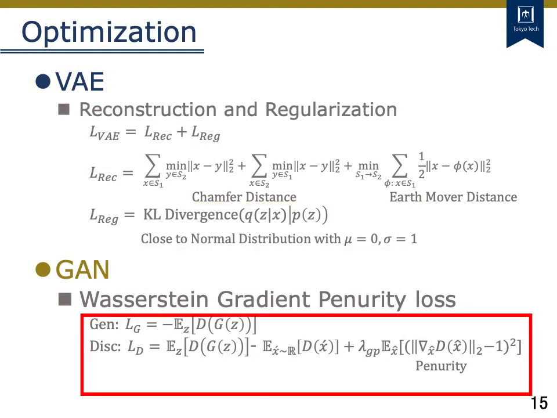The second one is GAN loss. We use Wasserstein gradient penalty loss. In the actual training process, we use all these objective functions.